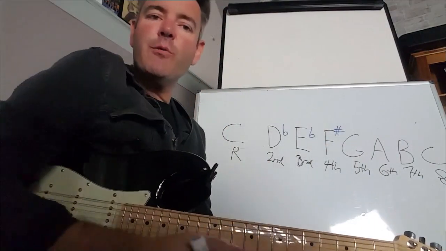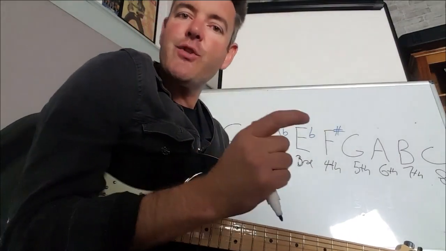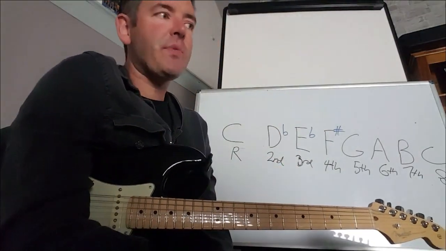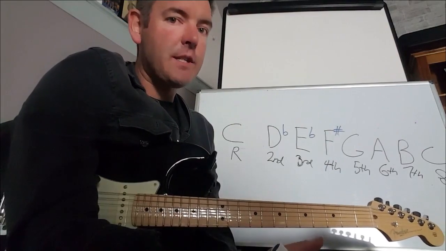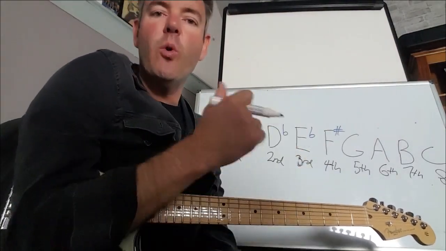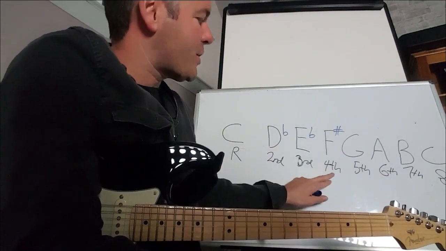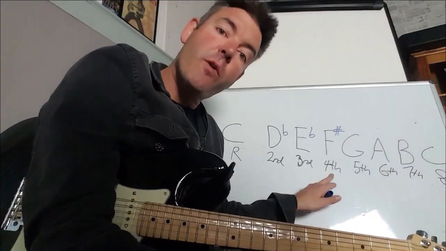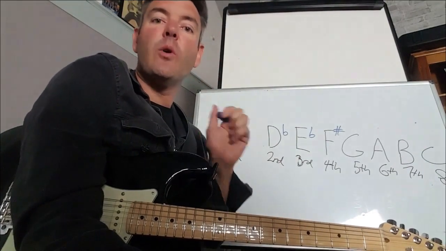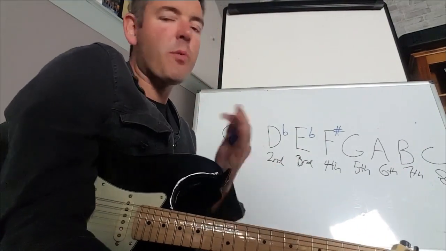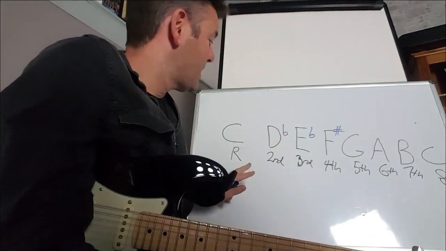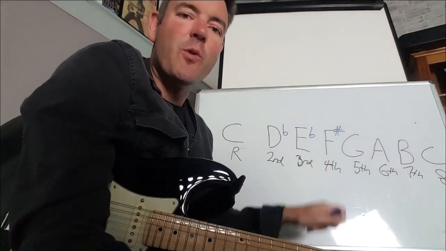So here's another little rule. We've seen that if we flatten a major interval, it becomes a minor interval. When we sharpen a perfect interval, like the fourth, it becomes an augmented interval. So C to F sharp, we could say is a sharpened fourth, or we could say it's an augmented fourth. In music, augment basically means to sharpen. So C to F sharp, an augmented fourth.